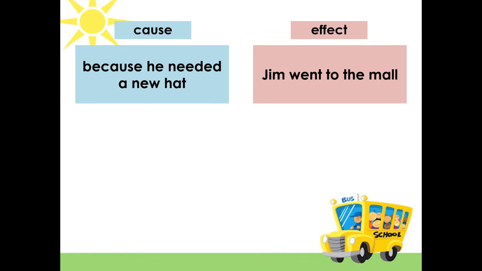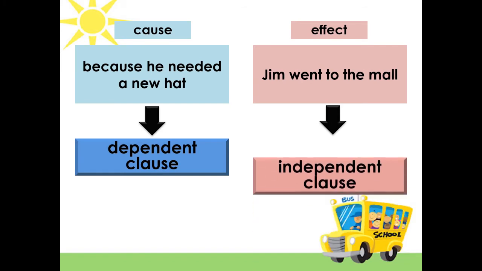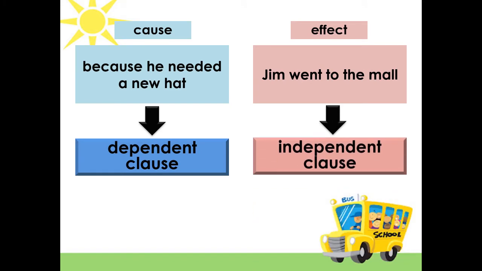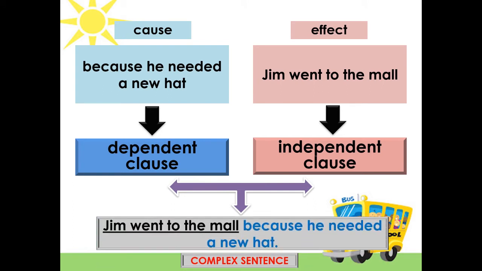Here's an example. Because he needed a new hat is a cause, as well as an example of a dependent clause. Jim went to the mall is an example of an effect, as well as an example of an independent clause. Again, one independent clause and at least one dependent clause. Together, we can form a complex sentence. Jim went to the mall because he needed a new hat is an example of a complex sentence.